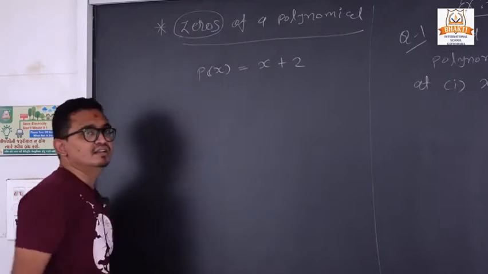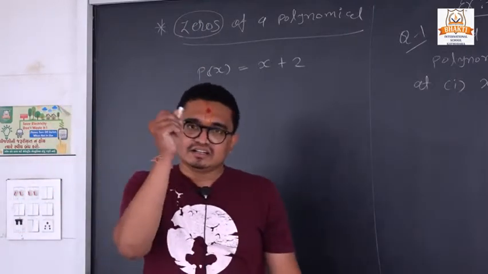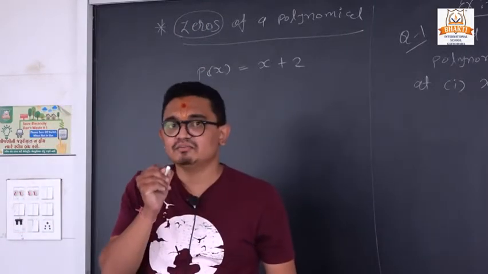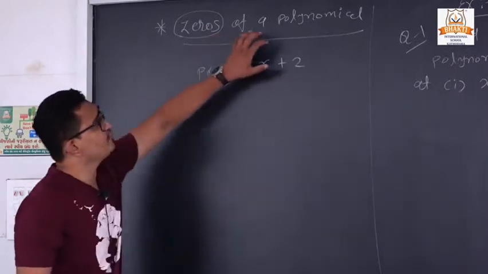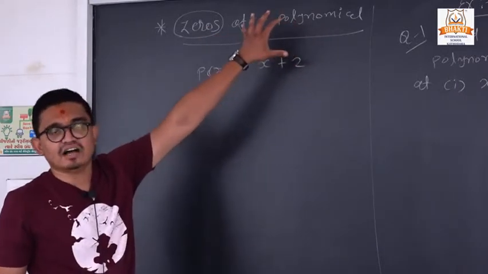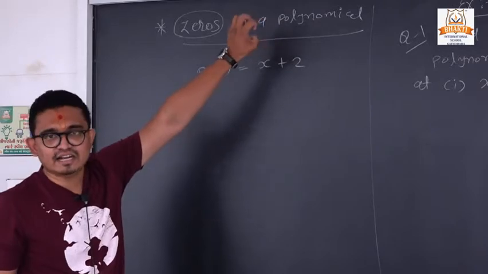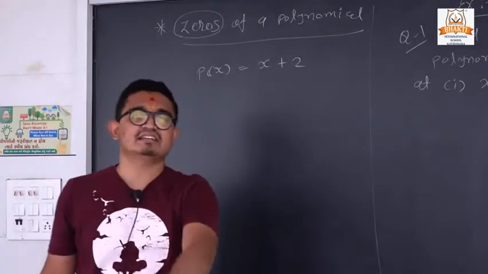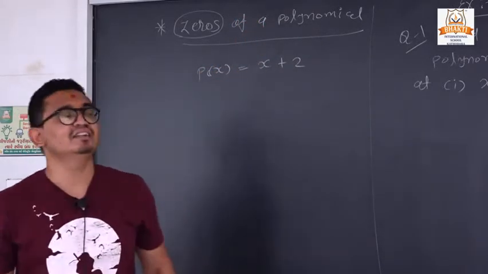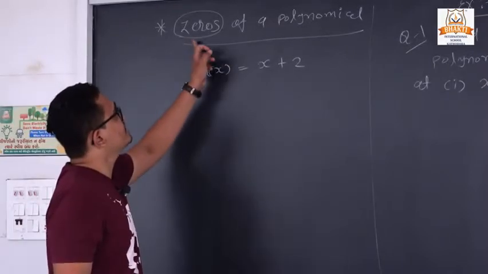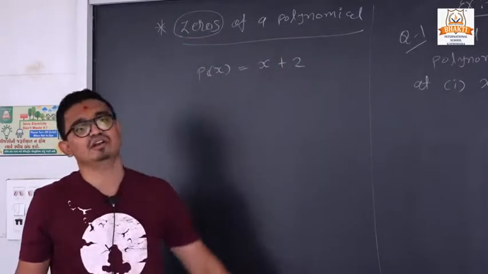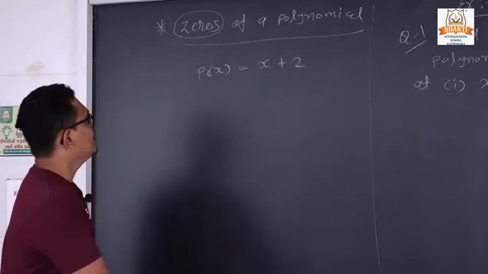Zero means here we are going to indicate zero, but the meaning of zeros of a polynomial is different. So how can we differentiate? For that, first of all we are taking one example. From that example you can easily get the idea of what is the meaning of a zero of a polynomial.